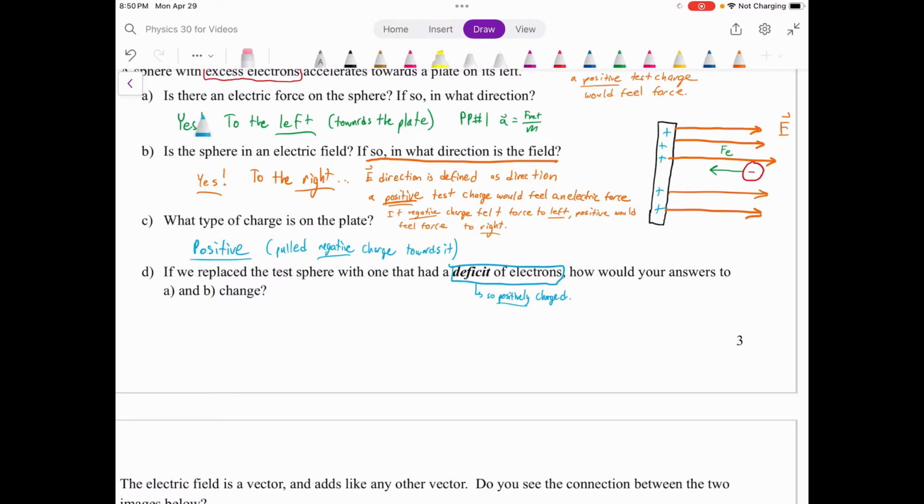Okay, so A asked us what the direction of the electric force on the sphere would be, right? Well, if I swapped out this negative for a positive sphere, how would the force acting on it change? Well, now it's going to feel repelled away from this positive plate. Or another way we can look at this, now that we've discussed electric fields, it's going to feel a force in the same direction as the electric field that it's placed in, right? So for A, our answer would change to the right, away from the plate.